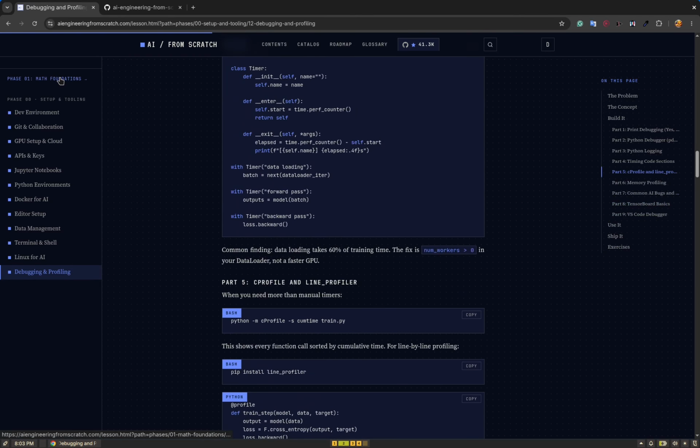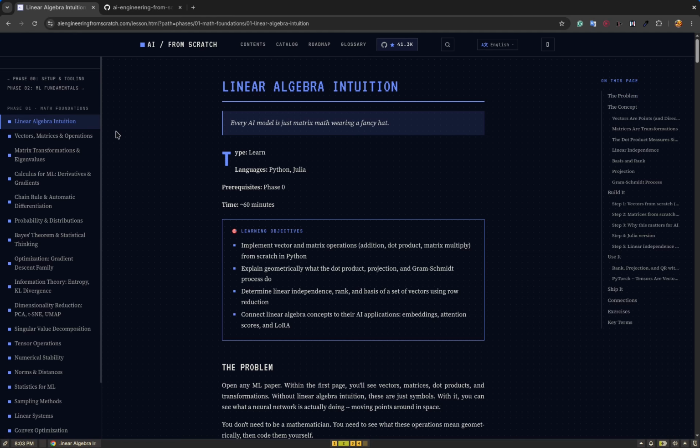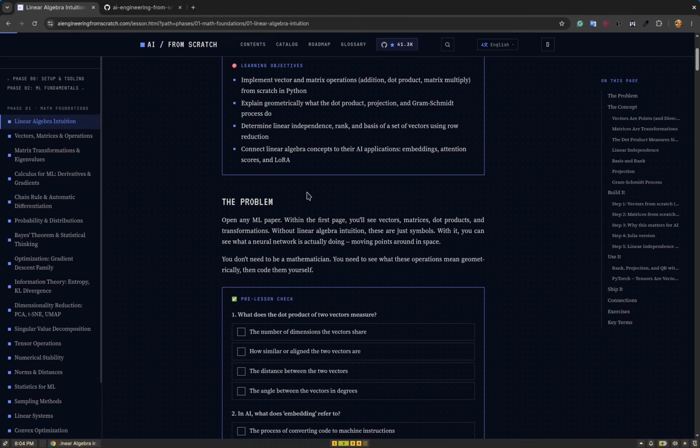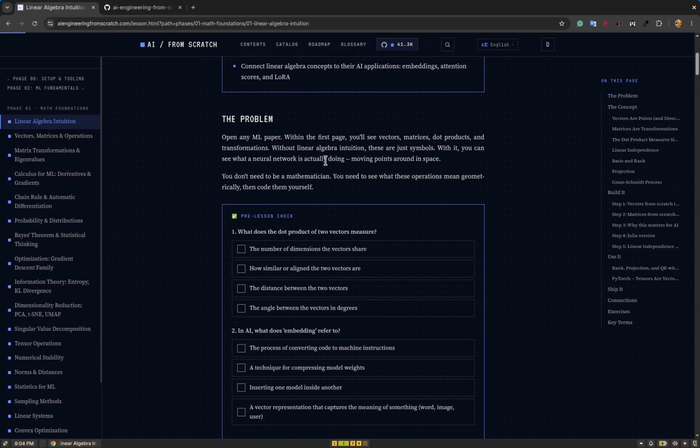So the next part is phase 1, that is about linear algebra. Lovely. Implement vector and matrix operations, addition, dot products, matrix multiply from scratch in Python. Explain geometrically what the dot product, projection, and Gram-Schmidt process do. Determine linear independence, rank, and basis of a set of vectors using row reduction. Connect linear algebra concepts to AI applications: embeddings, attention scores, and LoRA.